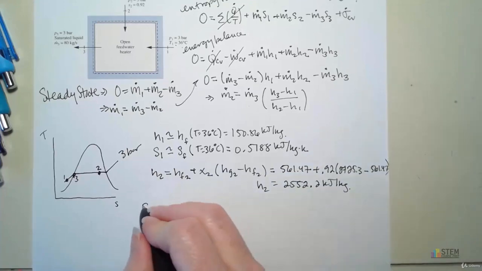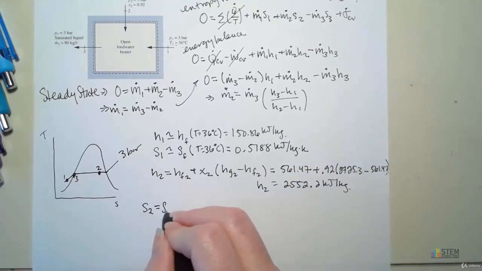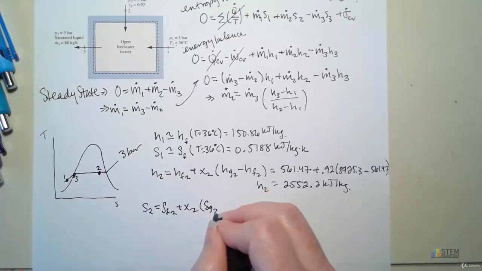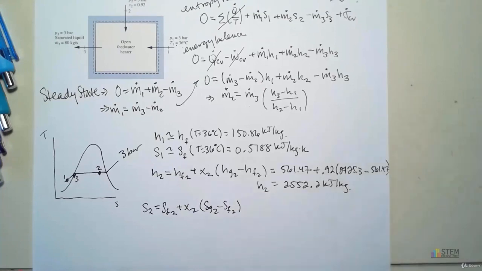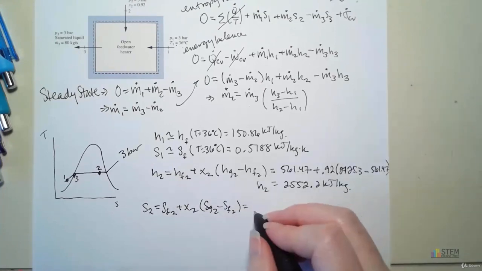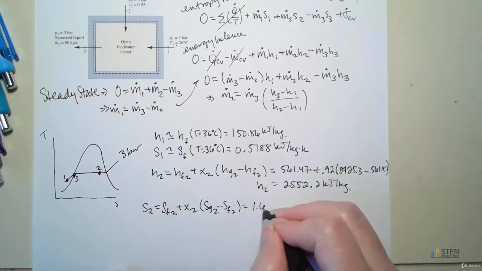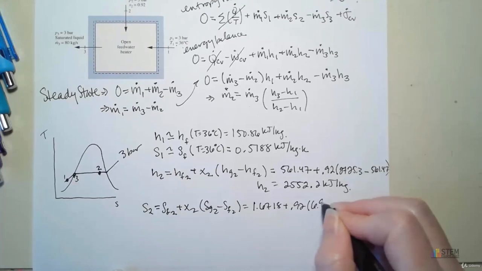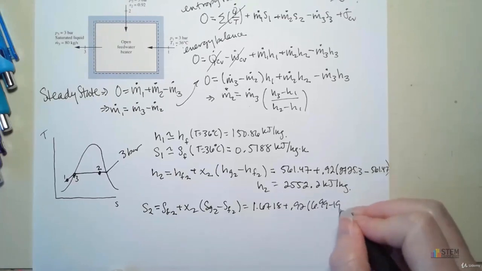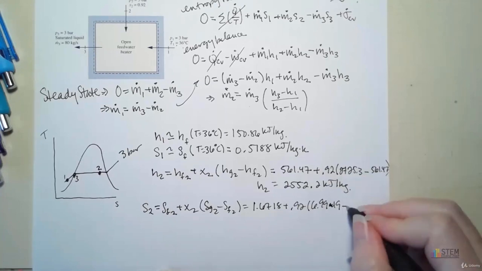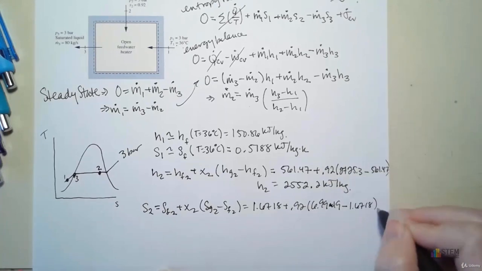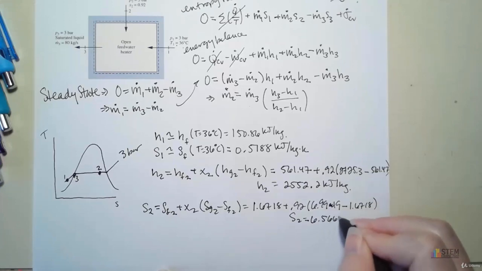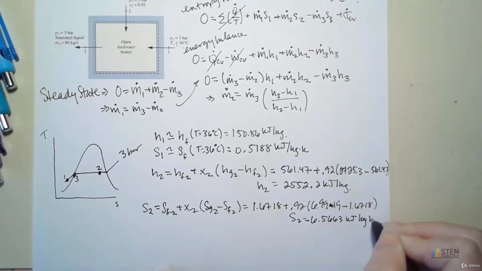For the entropy, you're going to do the same thing. So now you'll have sf2 plus x2 times sg2 minus sf2. Now when you get your values, you get 1.6718 plus 0.92 times 6.9919 minus 1.6718. So now you get 6.5663 kilojoules per kilogram Kelvin.